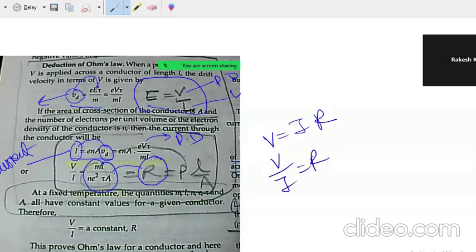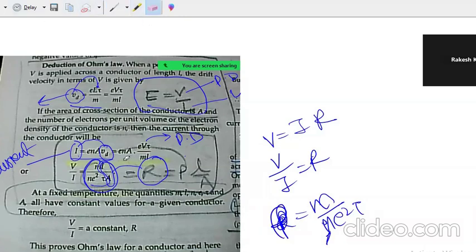And we also know that the resistance is rho L by A. You've got these terms L by A here, and this is the resistivity. So the resistivity is nothing but m by n e square tau. This whole thing is the resistance.